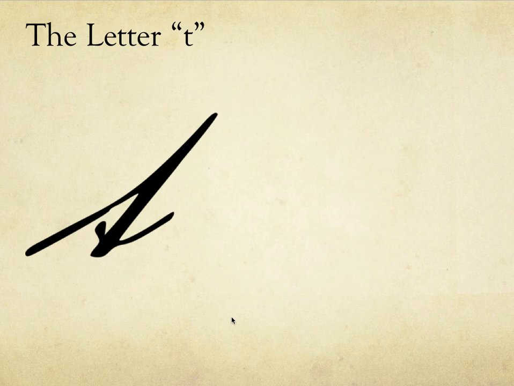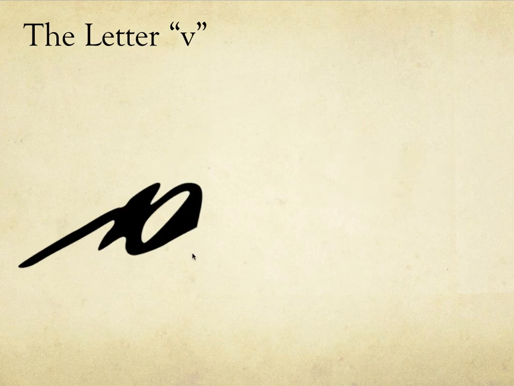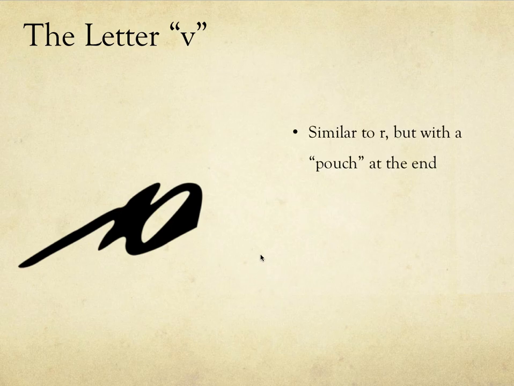Letter T is a lot easier than the S. It just looks like our cursive T. Should be crossed in the middle, just like our T. Moving on to the letter V, it's kind of similar to an R, but it finishes with this pouch at the end. This pouch is the telltale sign of a V. It can be confused with a W, but the V is a little bit more narrow than the W, and I'll talk about the differences more once we get to the W.